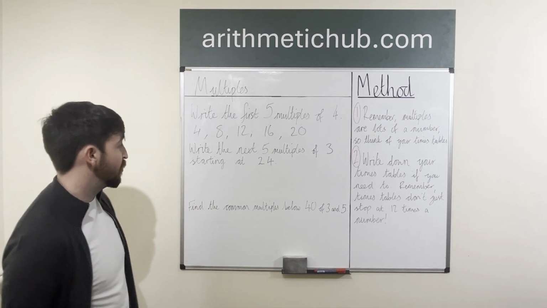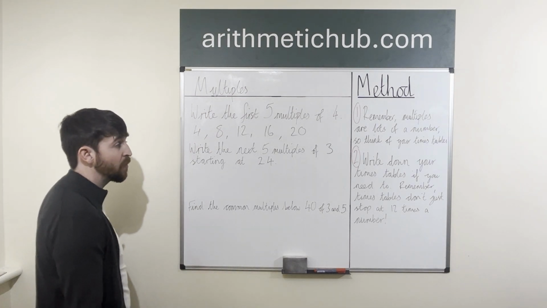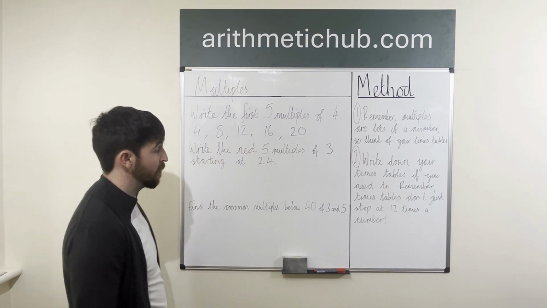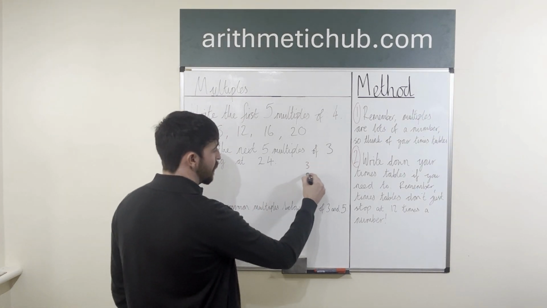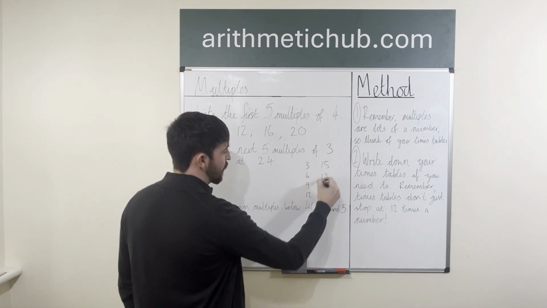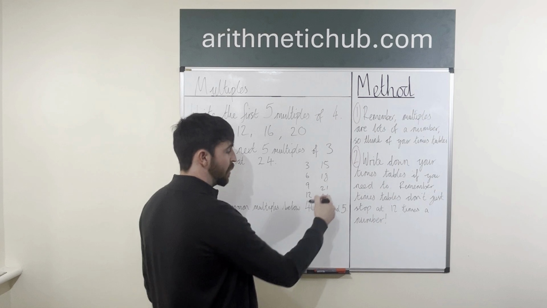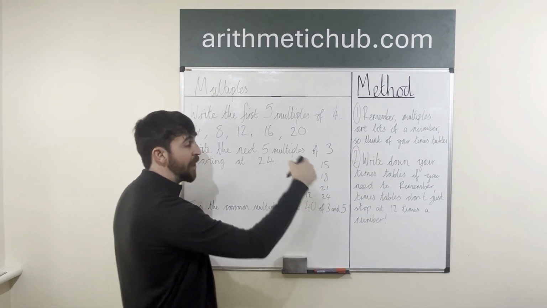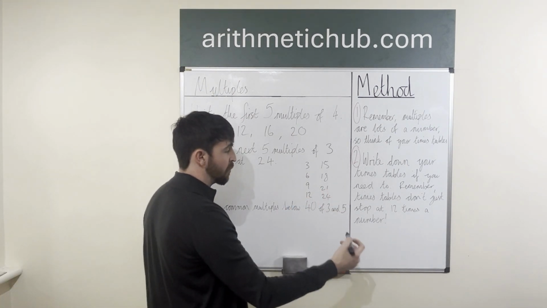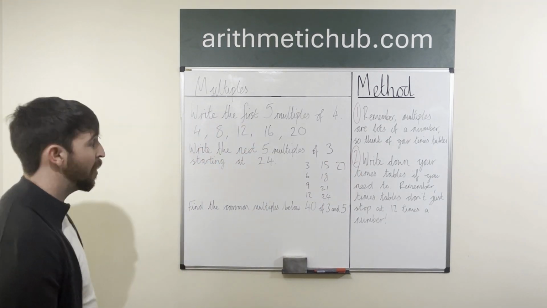The second type of question says, write the next 5 multiples of 3, starting at 24. So now, it might be helpful to write down your times tables if you're a bit unsure of them. So what you could do is go 3, 6, 9, 12, 15, 18, 21, 24, and then you could carry on from there, couldn't you? Okay, well I'm starting at 24, now all I need to do is find 3 more than this, so I go, right, 3 more than 24 is 27, and there is the first part of this answer, okay?